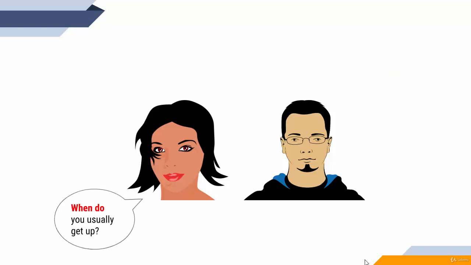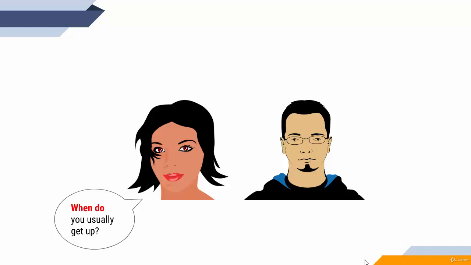Another one. When do you usually get up? And be careful here. When you speak about something that happens usually, you use present simple, right? And if you want to make a question in present simple, you add do at the beginning of the sentence. For example, I usually get up at 6. Do you usually get up at 6? Yes, I do.